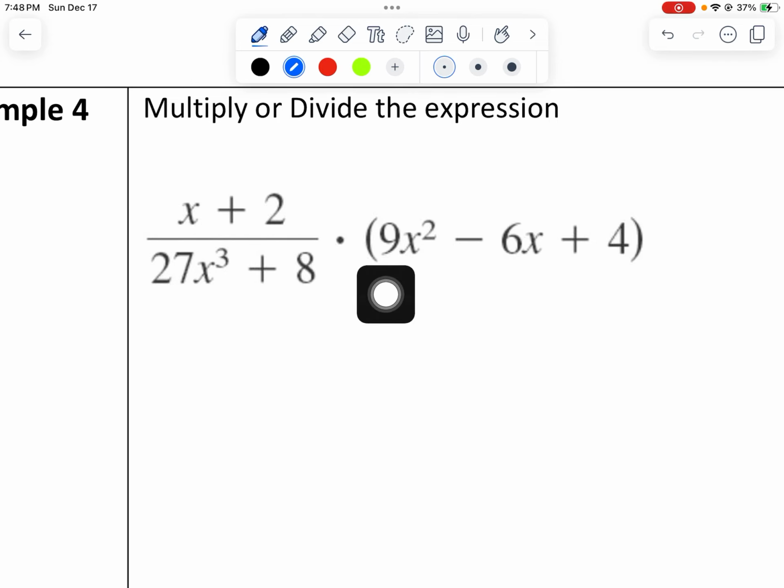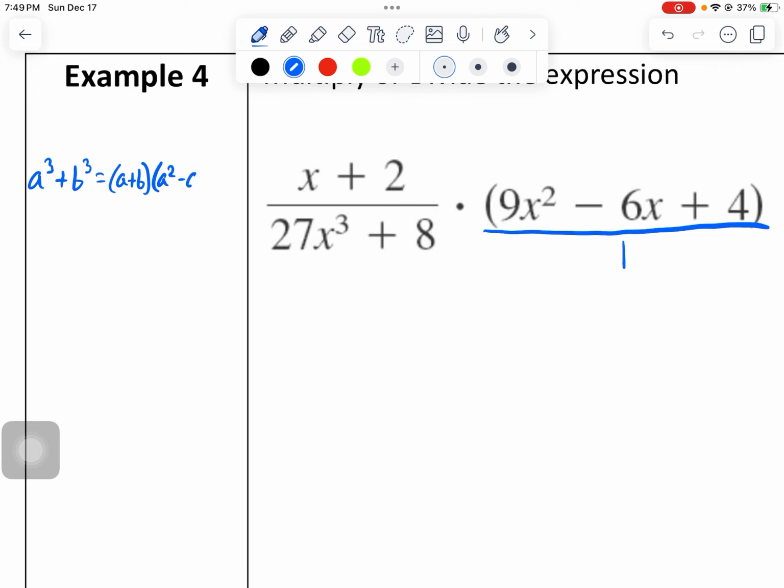Now, 27x cubed plus 8, if you remember, that is the formula a cubed plus b cubed. I'm going to write this down, and you might want to note this or copy this onto your homework. That's a plus b, and then a squared minus ab plus b squared. So we've seen this before. It's just taking those old concepts that we have. And whenever we see 27 and 8, so it's 27x cubed, that comes from 3x, and 8 comes from 2.